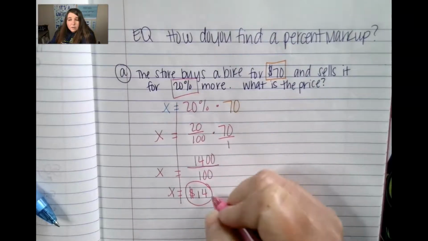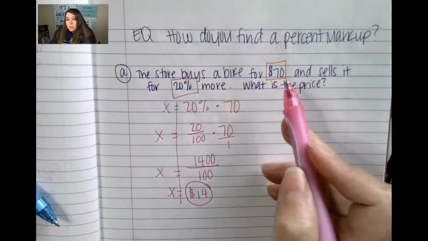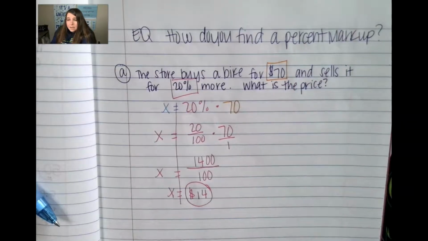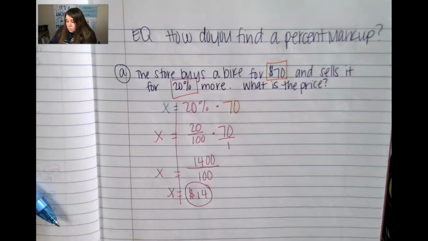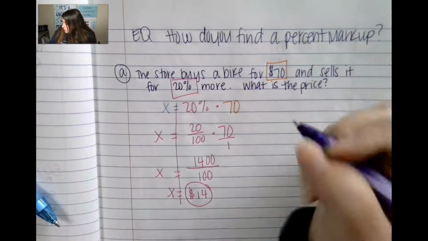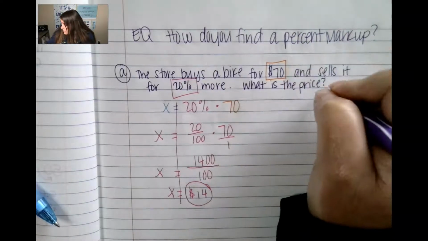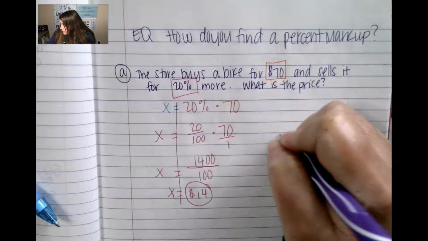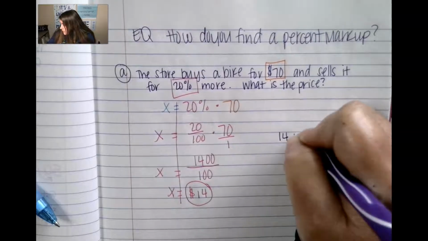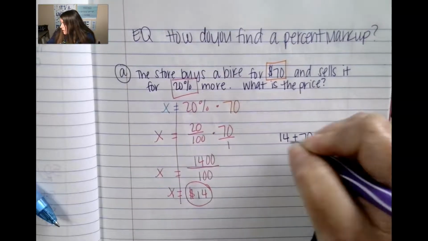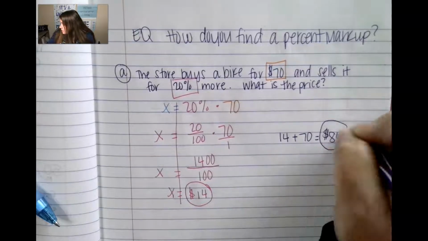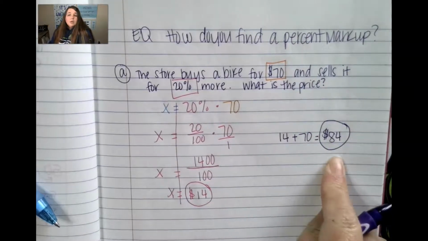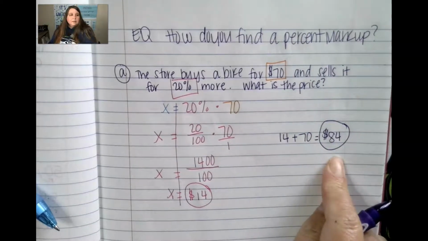This is the profit that they make. So we want to know what are we buying it for. So we're going to take this x and we're going to now do one more step. So what is the price? What's the list price? We're going to take 14 plus 70 and that gives us $84. This is how much right here you would be purchasing the bicycle for. $84.